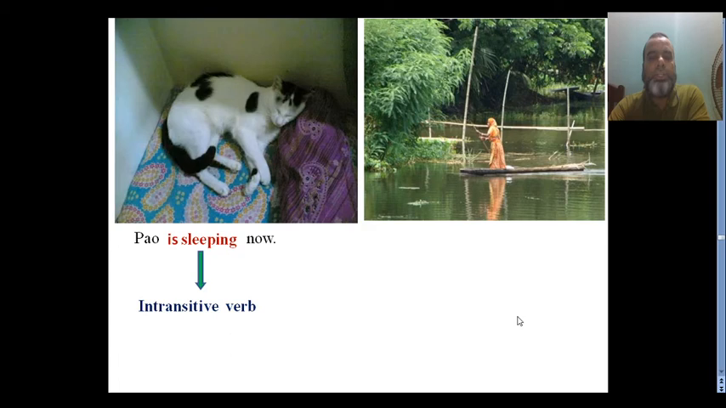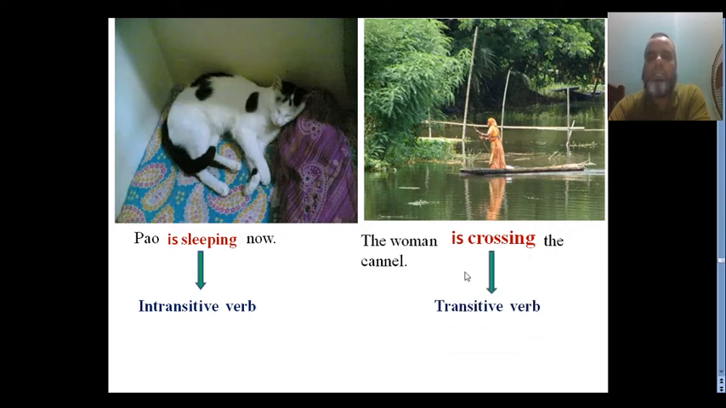In the first picture, this is a cat. The name of this cat is Paul. He is sleeping now. And in this picture, the woman is crossing the canal. So there are another two verbs here.